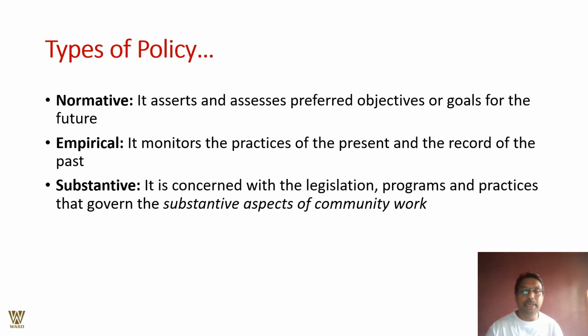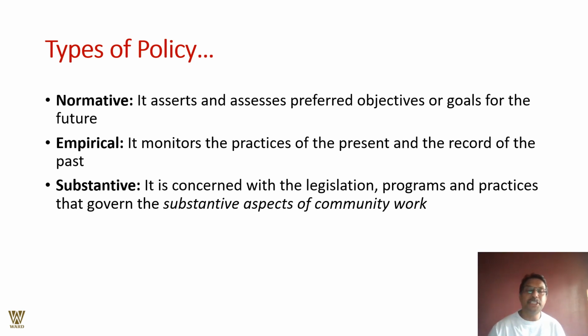So types of policy. Let us go for the types of policy. What we are looking at is that there are basically three types of policies. We are talking about the normative policies. What are normative policies? They assert and assess the preferred objectives and goals, as in the priorities. The normative thing is the goals: goal number one, goal number two, goal number three. Empirical policy monitors the practice of the present and records of the past, as in what have you done in the past and how are you progressing as of today, as of present.